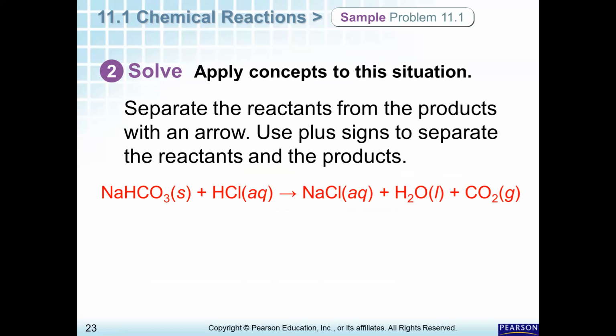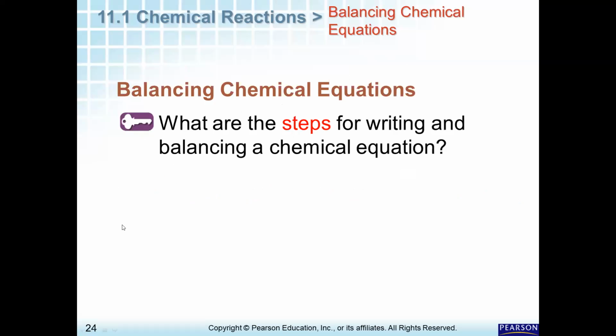This is what we call a skeleton equation, that has all the formulas for the reactants and for those products. They are separated by arrows and plus signs. The state of matter is there. Okay, so this is a skeleton equation. It does not indicate the quantities, how much of this reacts with how much of that in terms of moles. That is what is needed in balancing a chemical equation, and we need to follow steps, which is very simple.